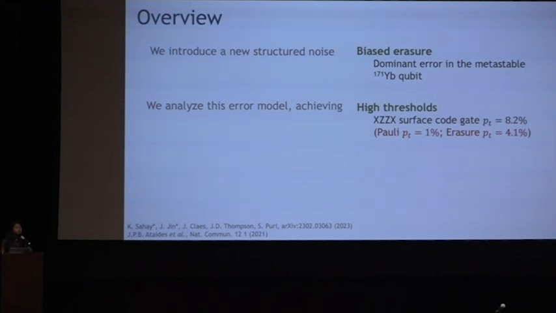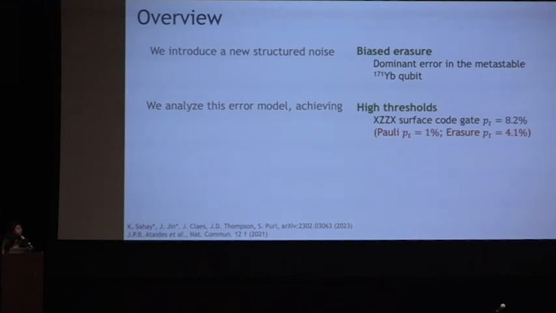And we see that this particular error model has extremely high thresholds to errors. So it has a threshold for the XZ surface code of 8% to gate errors. This is 8 times that of Pauli errors and double that of regular unbiased erasures. This means that if your gate infidelities arise from biased erasures, your logical information is preserved at much higher rates than if it is arising from other forms of errors.